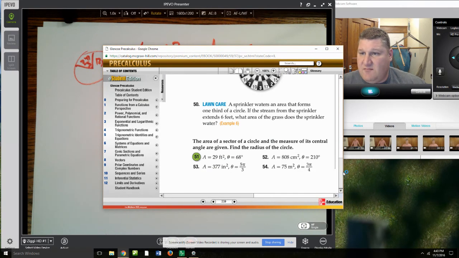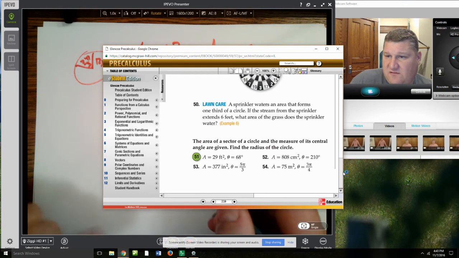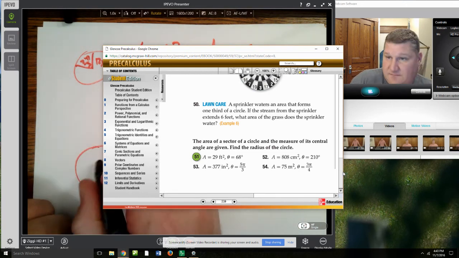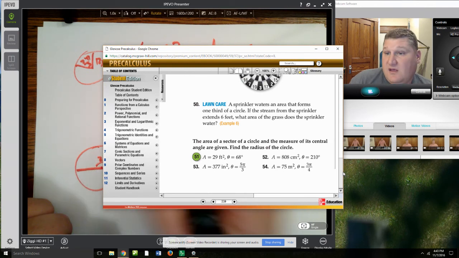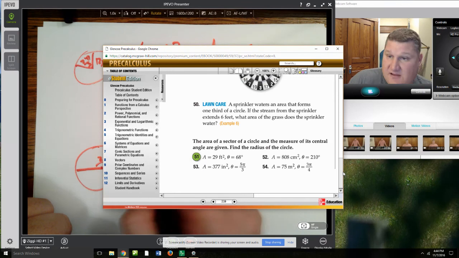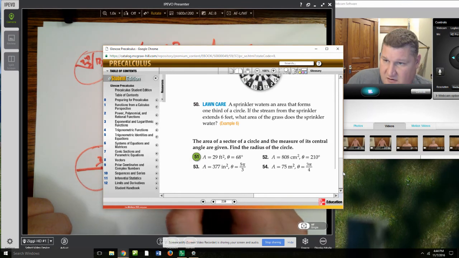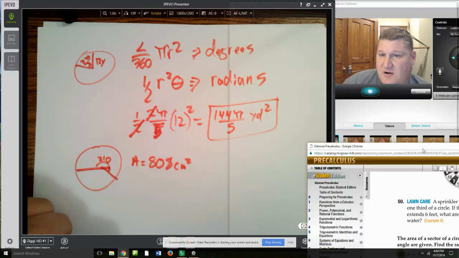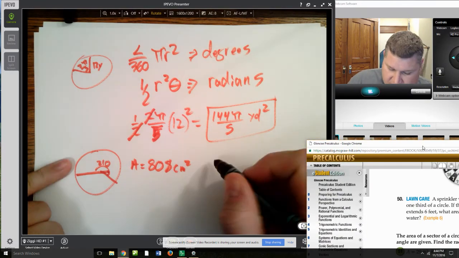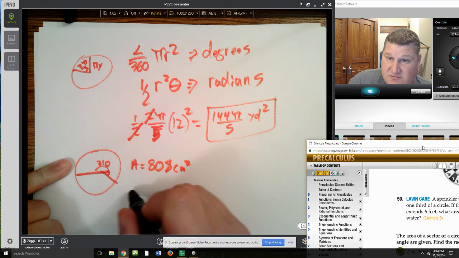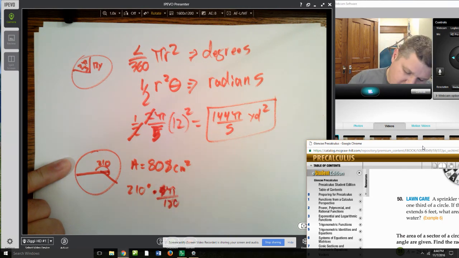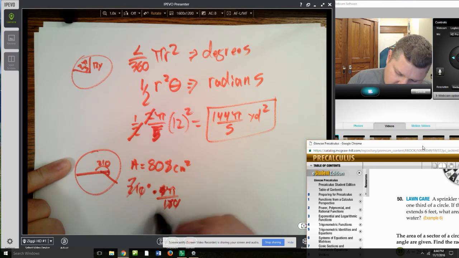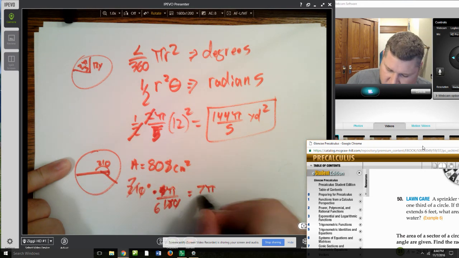Down here, if we look at number 52, it says the area of a sector, a central angle. So you have theta is 210, and the area is 808 centimeters squared. All right. So in this case, we're going to go backwards. We still need to get to radians. So we're going to say 210 degrees times 2 pi over 180. If I do that, that's gone, that's 7, that's 6. So I have 7 pi over 6.